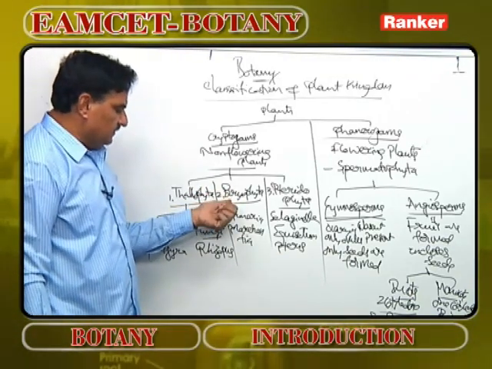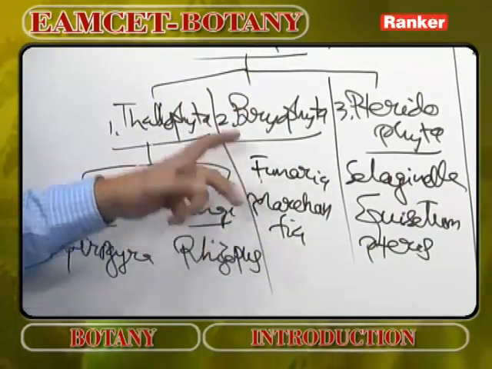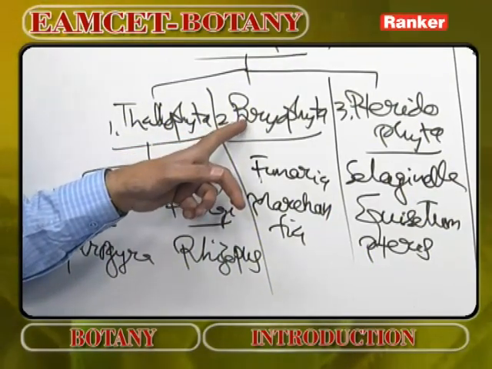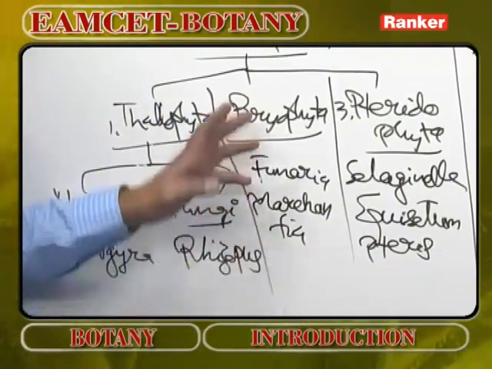In bryophytes, the dominant stage is the gametophyte. They are not very successful land plants, but they are the first group of plants which came to land. Example Funaria, and these completely depend on water for fertilization. That's why they are popularly called amphibians of the plant kingdom. Funaria, Marchantia and many plants.